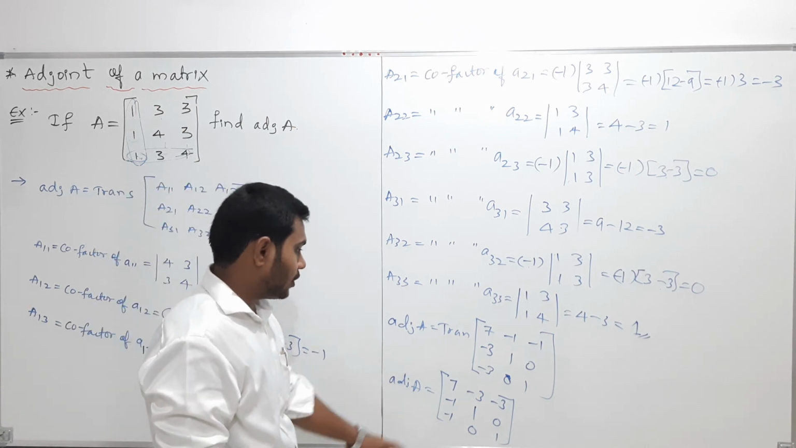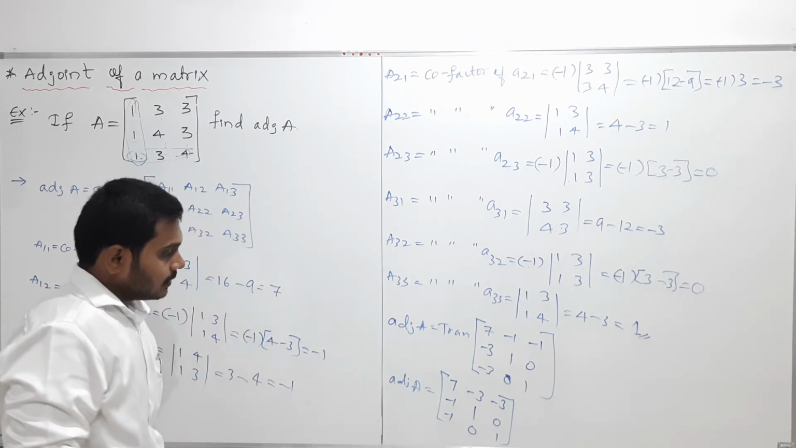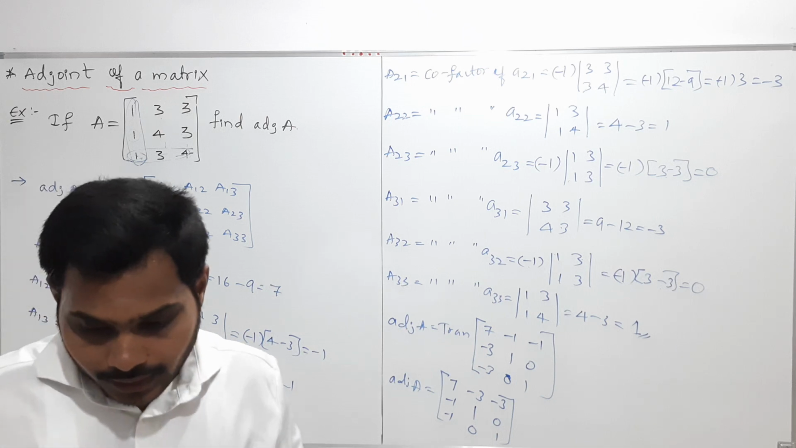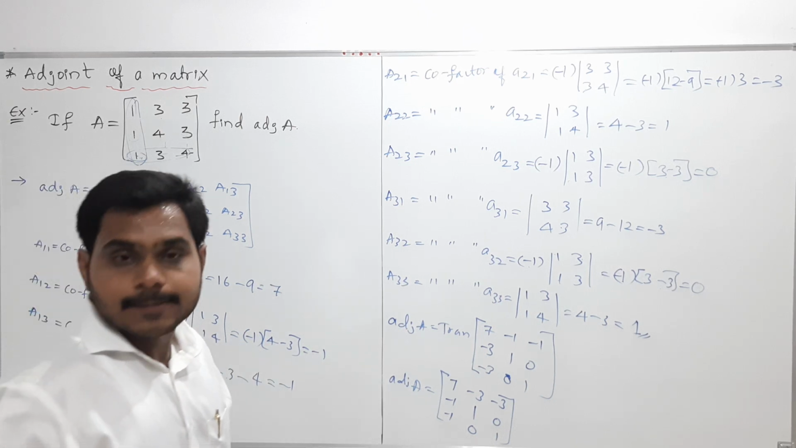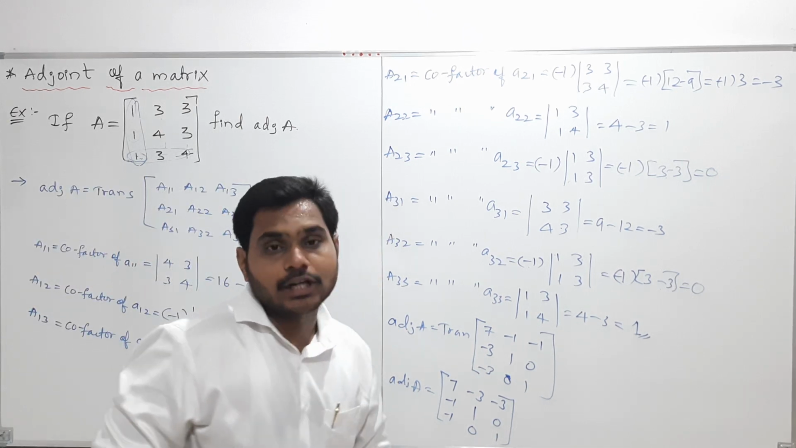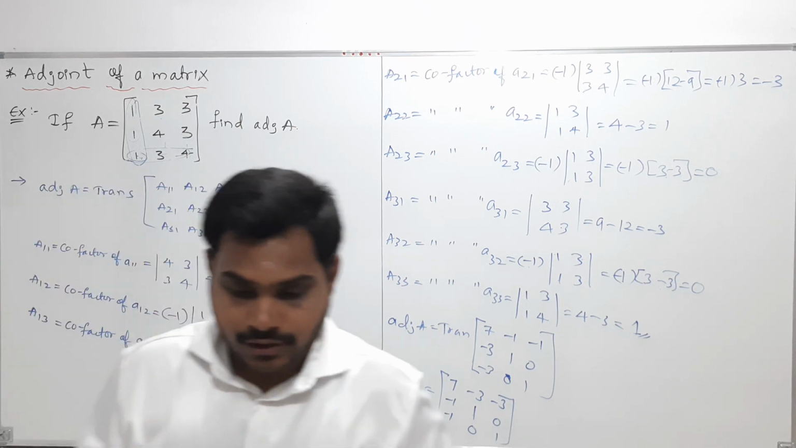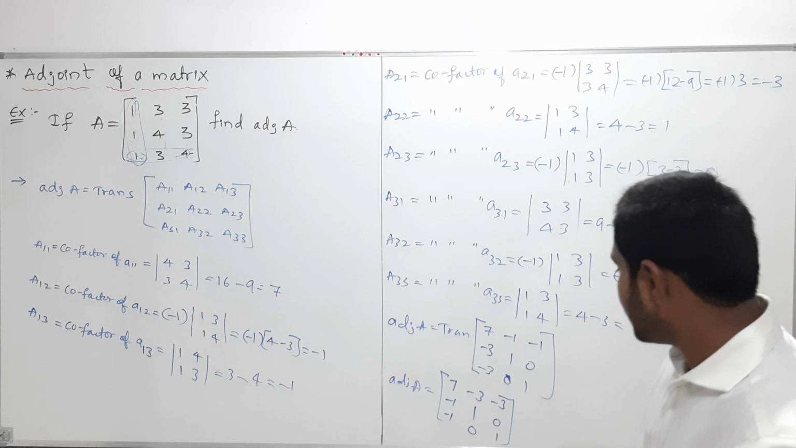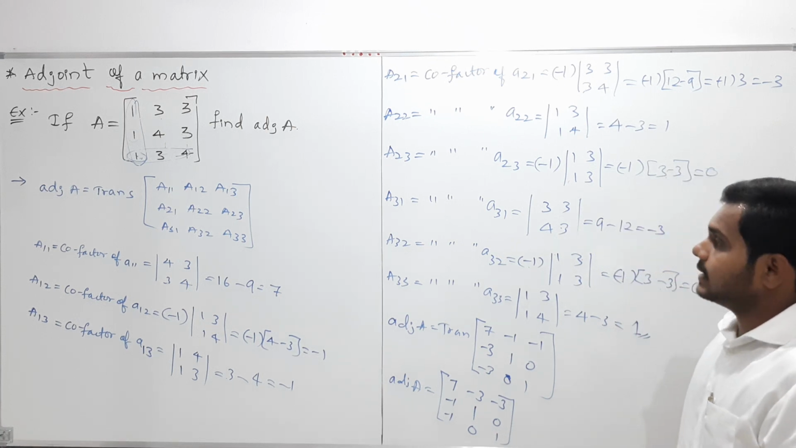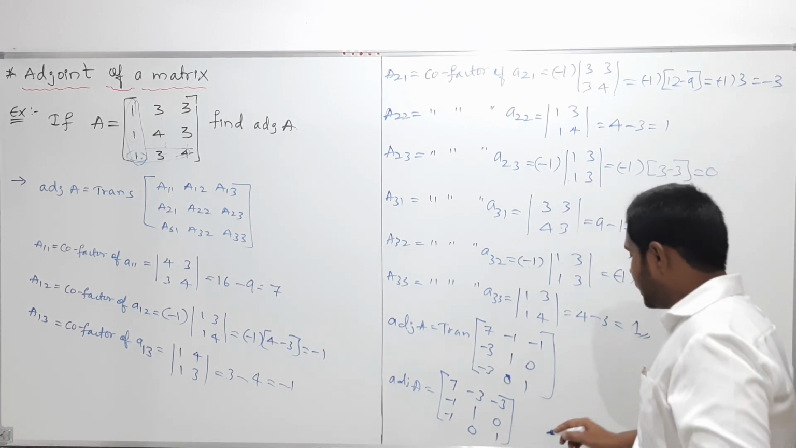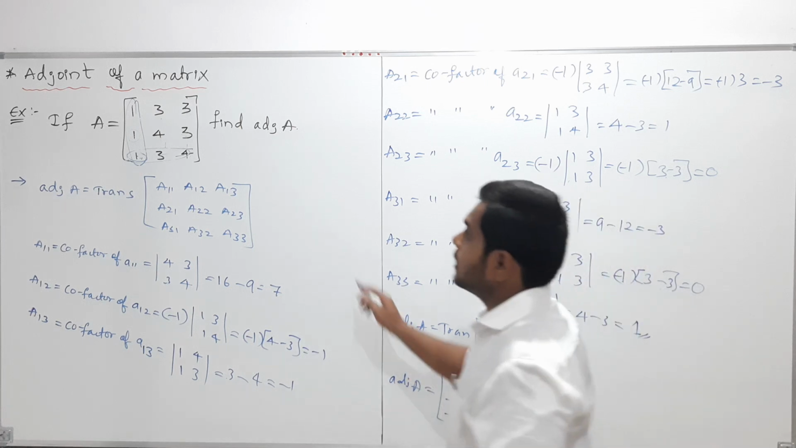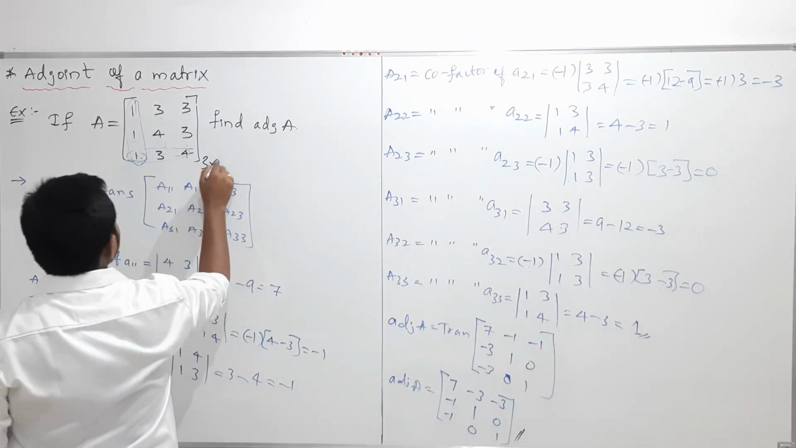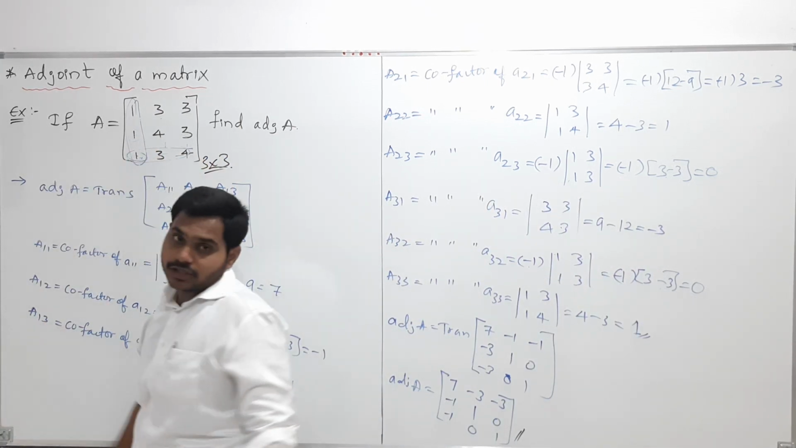So this is the adjoint of A. Yes, this is your required adjoint of A. So the adjoint of A is equal to minus 3, 1, 0; minus 3, 0, 1; and 7, minus 1, minus 1. So this is your required adjoint of the given matrix of the order 3 cross 3. Like this we should calculate.